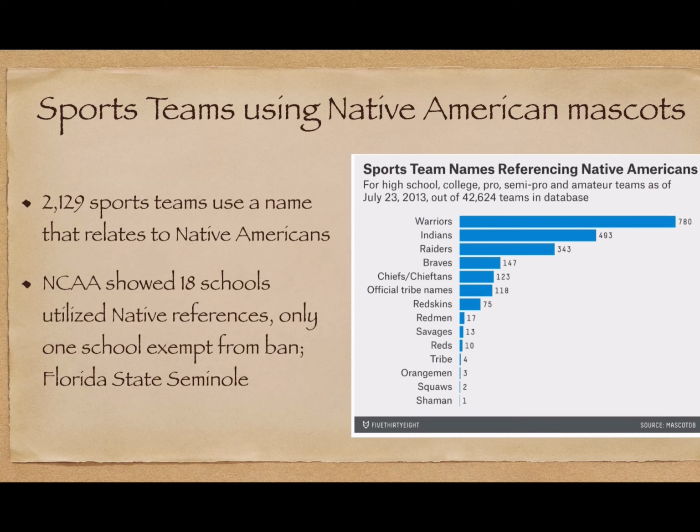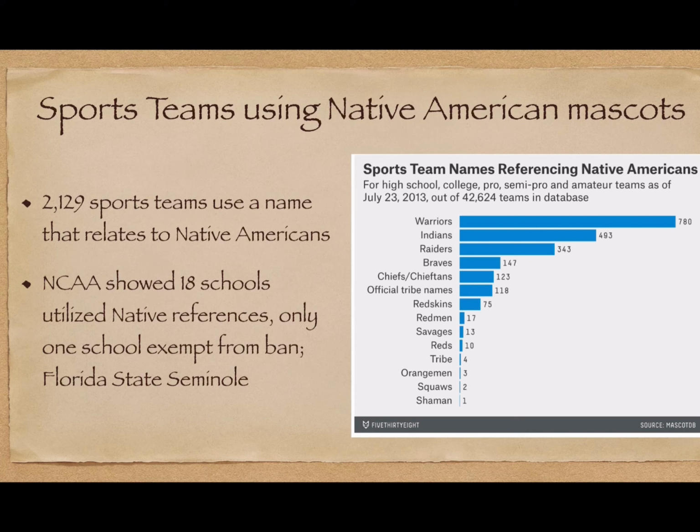There are a total of 42,624 teams that are referencing Native Americans. This chart is only referencing the high school teams, of which there are 2,129 teams that reference Native Americans. The NCAA Executive Committee adopted a new policy in an announcement made August 5th of 2005.